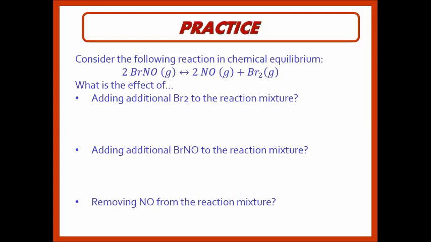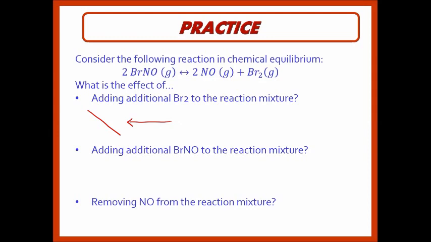If we consider the following reaction at chemical equilibrium, 2BrNO forming 2NO gas plus Br2 gas, we're asked what is the effect of adding additional Br2 to the reaction mixture. So in this case, we're adding additional products. So get your balance beam out and you'll see that your product side is actually going to be heavier. And therefore, to regain equilibrium where our balance beam is level, we must shift this reaction to the left in order to regain equilibrium.